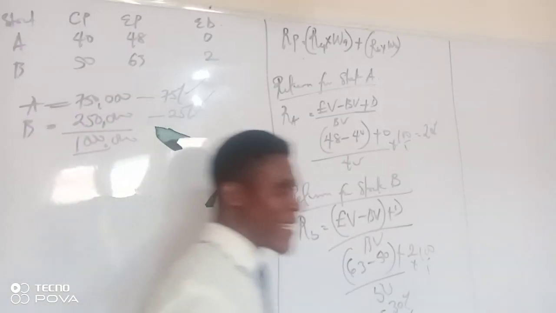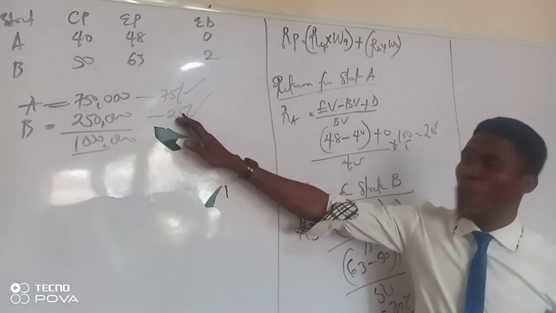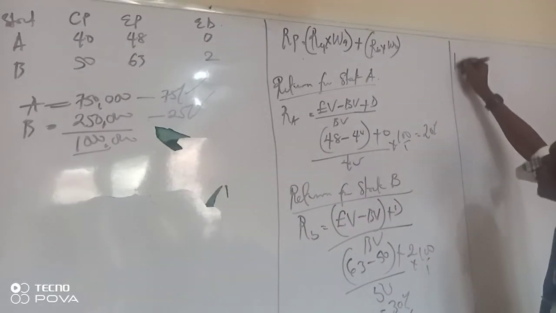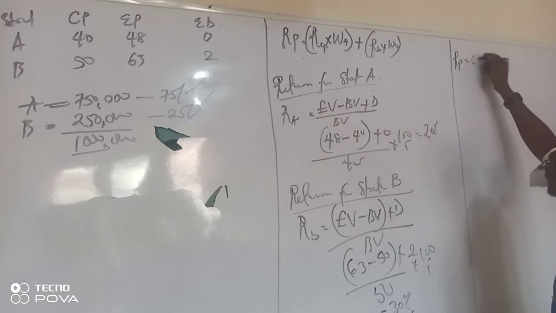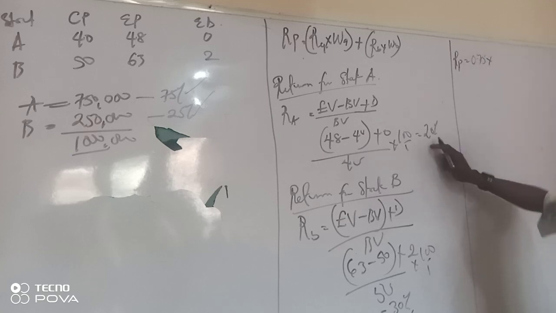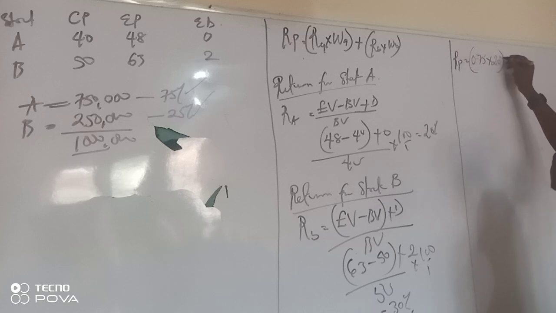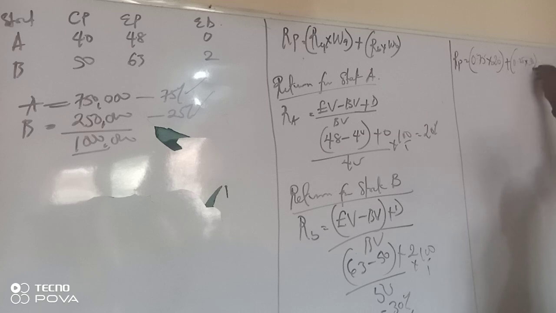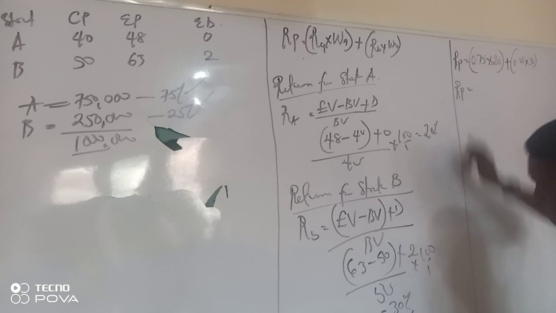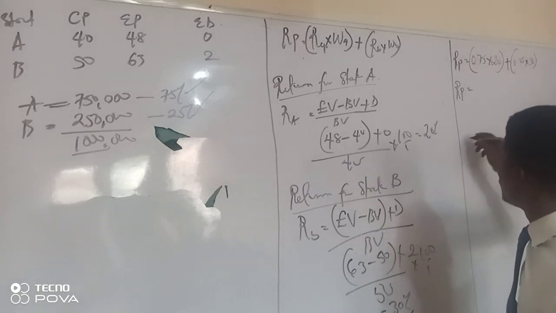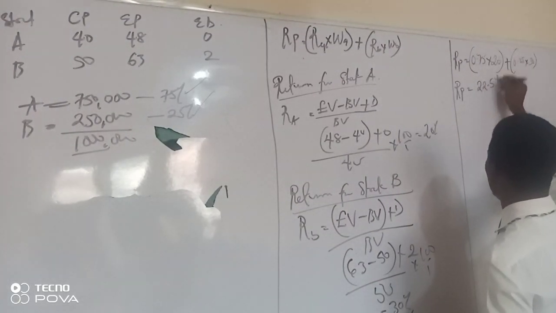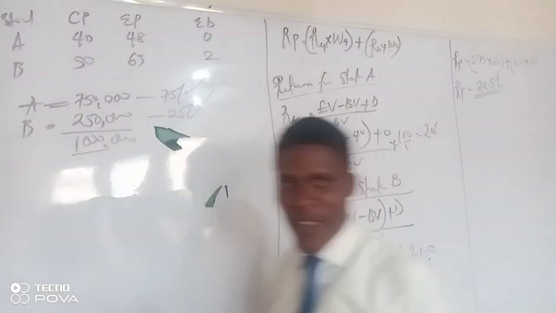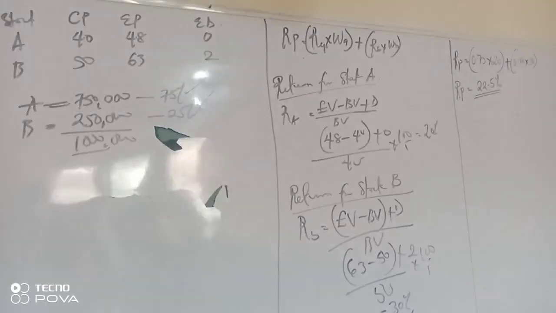Once all our variables are complete, we know our weights and we know our returns. So the return of the portfolio is equal to the weight of A, 0.75, times the return of A, 20%, plus 0.25 times the return of B, 30%. So our return of the portfolio should be 22.5%. Is that difficult to address? No, my answer is no.